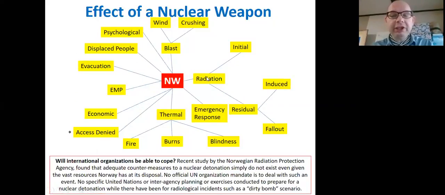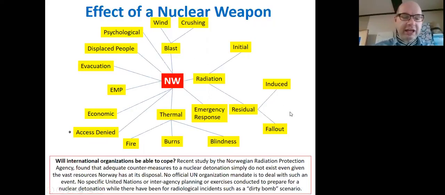So here I show the effect of a nuclear weapon, just everything. It's kind of a picture of all the things that could happen. Of course, you have blast, you have radiation, you have thermal effects, you have fallout, you have blindness, burns. Area is going to be denied, economic effect, mass evacuation itself can cause accidents and so on under difficult conditions. Huge psychological effect, displaced people, many different things.